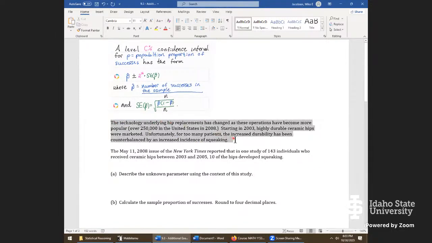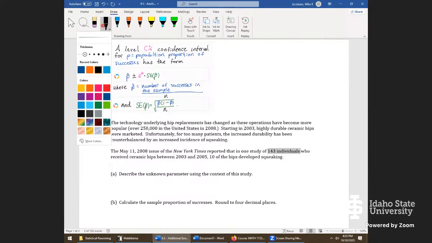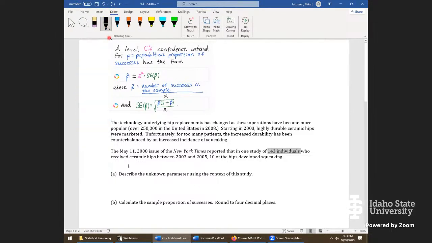Pretty much all of this was a huge set of context for us to think about. So the 250,000 is really not necessary for us in this problem. But it got interesting once they started talking about the 143 individuals right here. That looks like a sample size, so let's call this n equals 143 to start out.